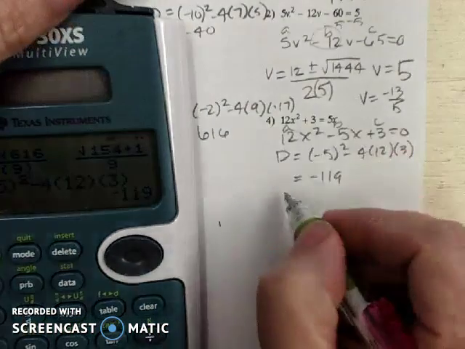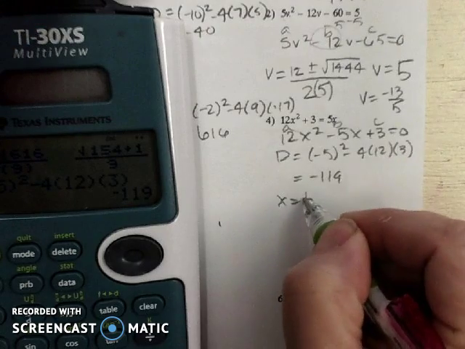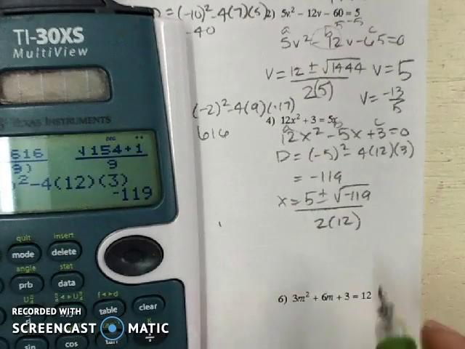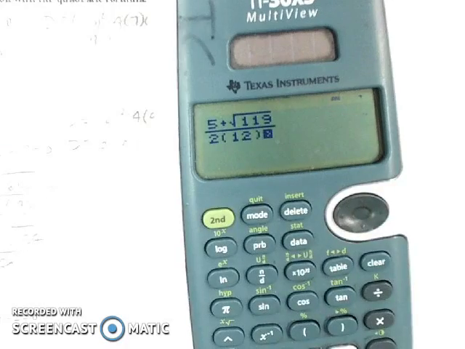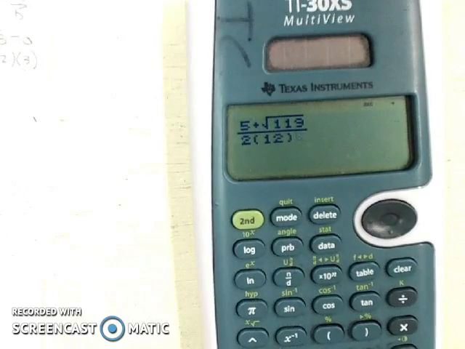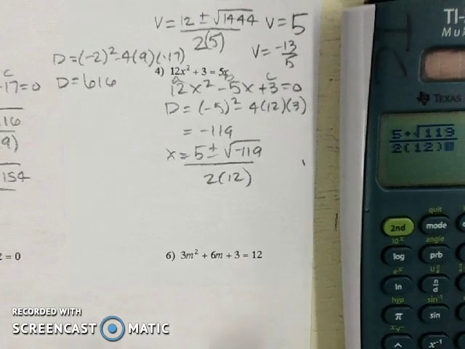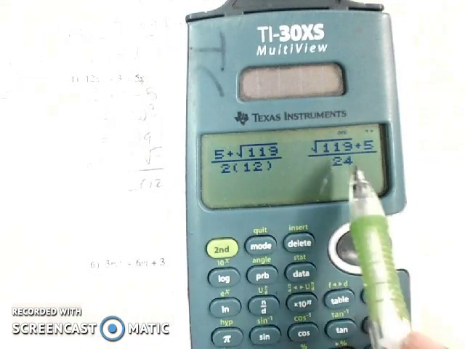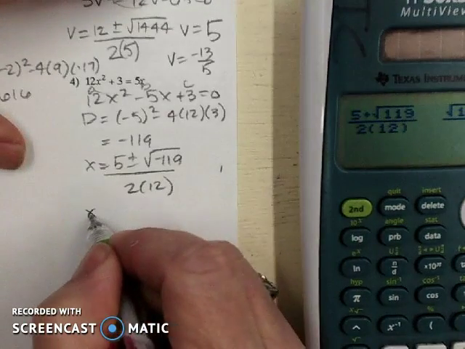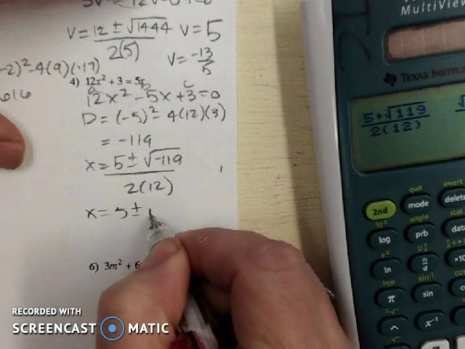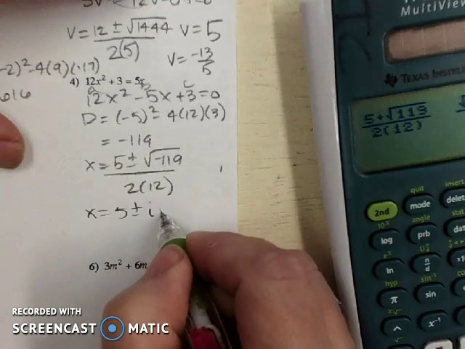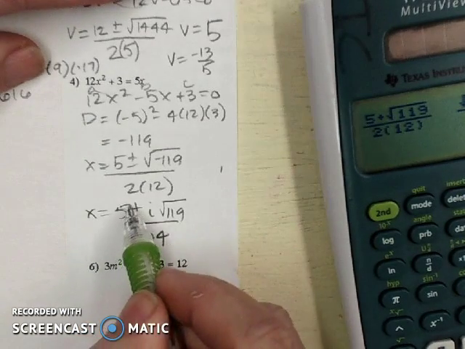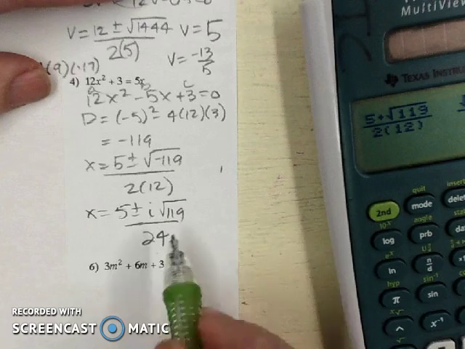That means when I find X, it is the opposite of B, plus or minus the square root of negative 119 over 2 times A. I'm going to plug that in my calculator without the negative. Alright, so I plugged this into my calculator without the negative under the radical, and I got this. It didn't change. So X is equal to 5 plus or minus, and you have to put the i because that's negative, i times the square root of 119 over 24. Those are my two answers: 5 plus i times the square root of 119 over 24, and 5 minus.